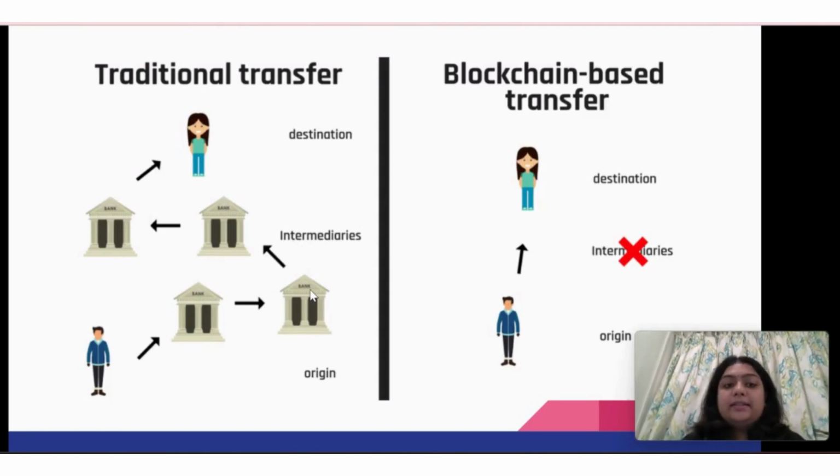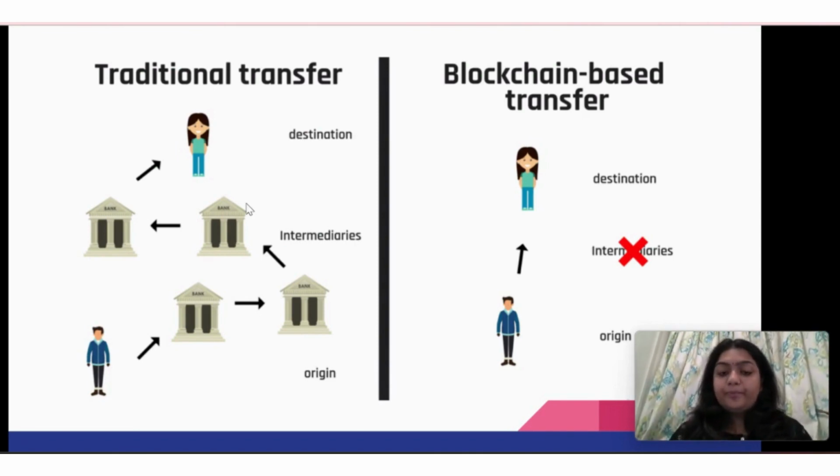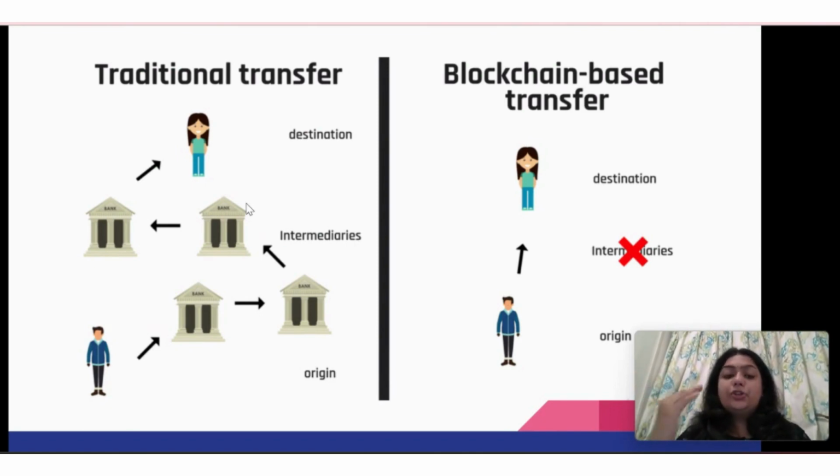So, in simpler terms, traditional transfer is from a person to a bank to the destination. So it's basically like you have an intermediary who takes some amount of fee, who charges you some amount, and then it reaches the destination. You get the same amount, you pay an extra amount to subsidize your physical transaction, to reduce the drawbacks of physical transaction. Whereas in blockchain transaction there is no need of incentives.